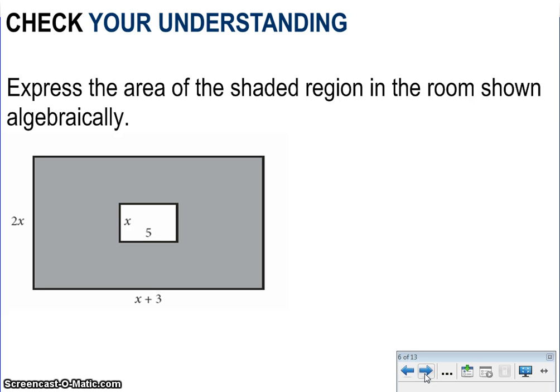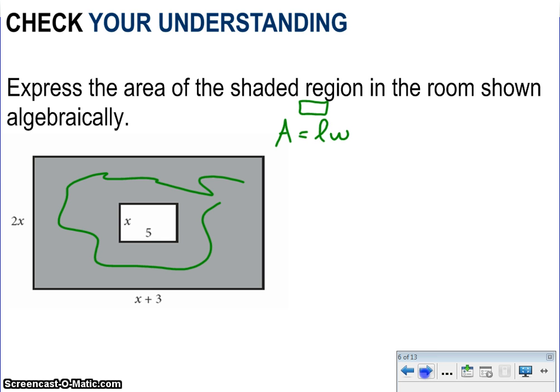All right, it says express the area of the shaded region. So we're looking for all of this shaded area. The good thing is we've got a rectangle within a rectangle. It makes our life a little easier, not having to deal with a circle or pi. But we've still got variables in there, so we don't know all of our values. We do know that the area of a rectangle is the length times the width.